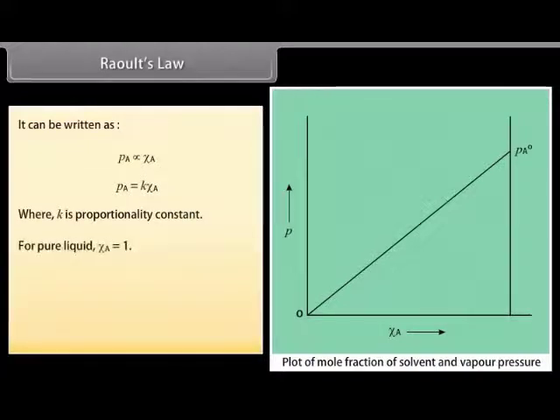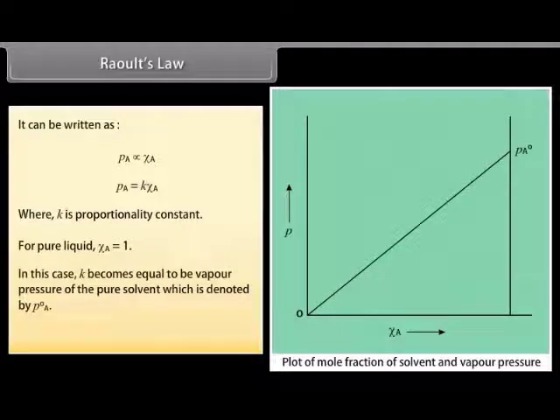For pure liquid, XA is equal to 1. In this case, K becomes equal to vapor pressure of the pure solvent, which is denoted by P0A. Thus, PA = P0A XA. For solutions obeying Raoult's law at all concentrations, its vapor pressure would vary linearly from 0 to the vapor pressure of pure solvent.